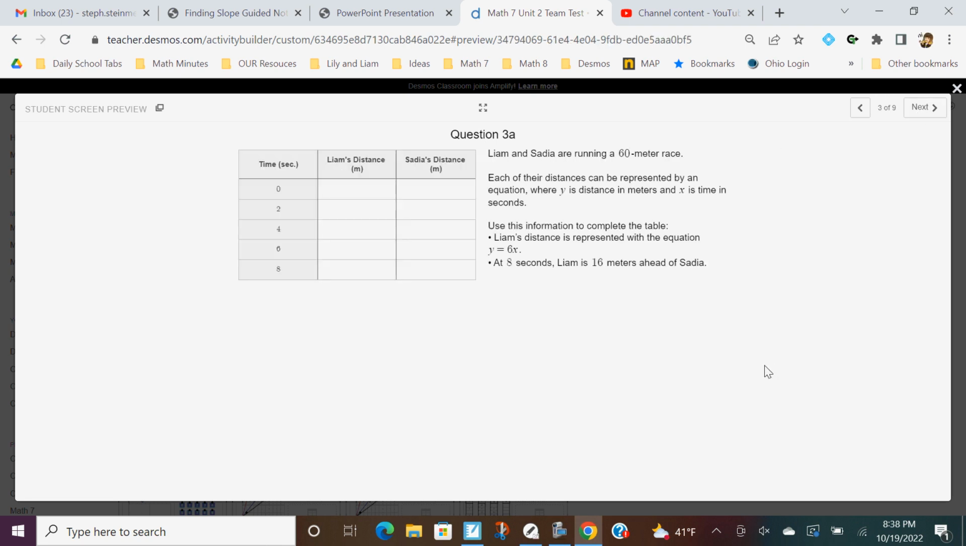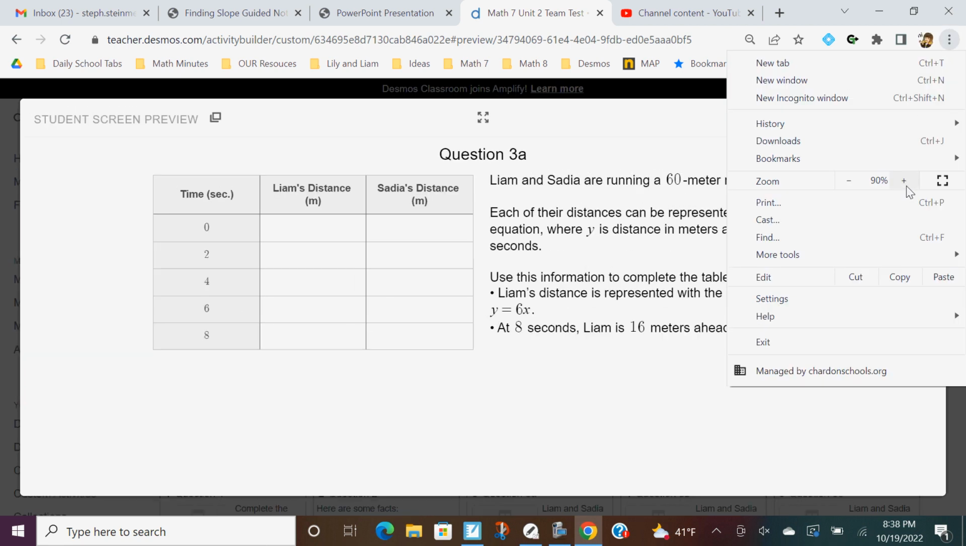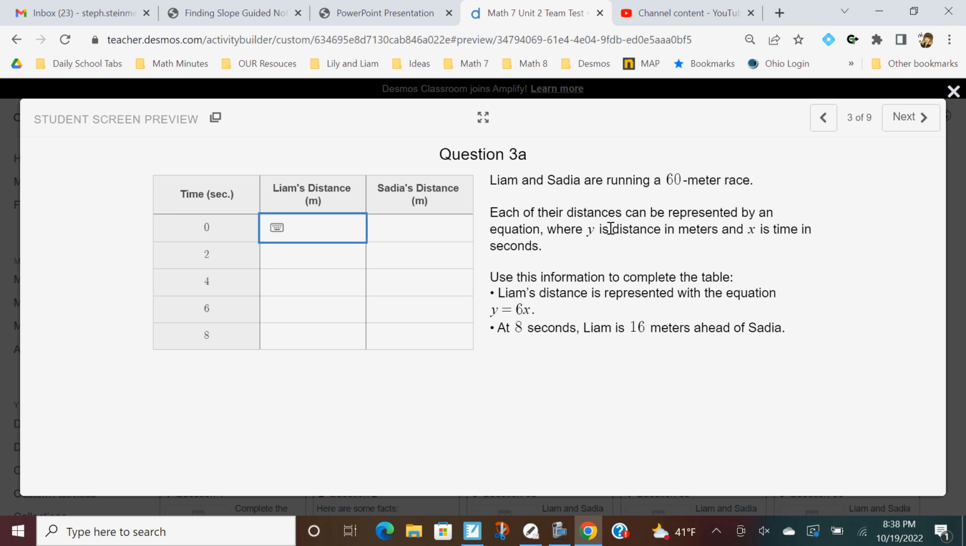All right. Question number 3. We had to answer some questions about Liam and Sadia. So it says Liam and Sadia are running a 60-meter race. Each of their distances can be represented by an equation where y is the distance in meters and x is the time in seconds. Use this information to complete the table. Liam's distance is represented with the equation y equals 6x. At 8 seconds, Liam is 16 meters ahead of Sadia.